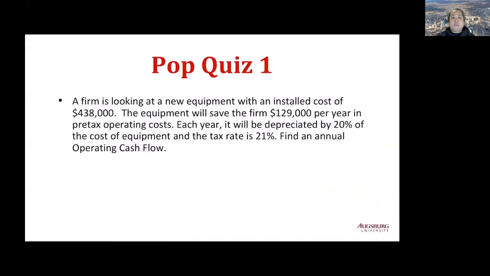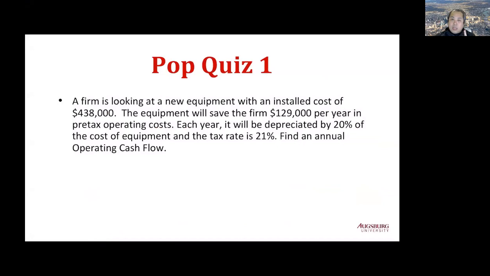Pop quiz 1. A firm is looking at new equipment with an installed cost of $438,000. The equipment will save the firm $129,000 per year in pre-tax operating cost. Each year, it will be depreciated by 20% of the cost of the equipment. The tax rate is 21%. Find the annual operating cash flow.